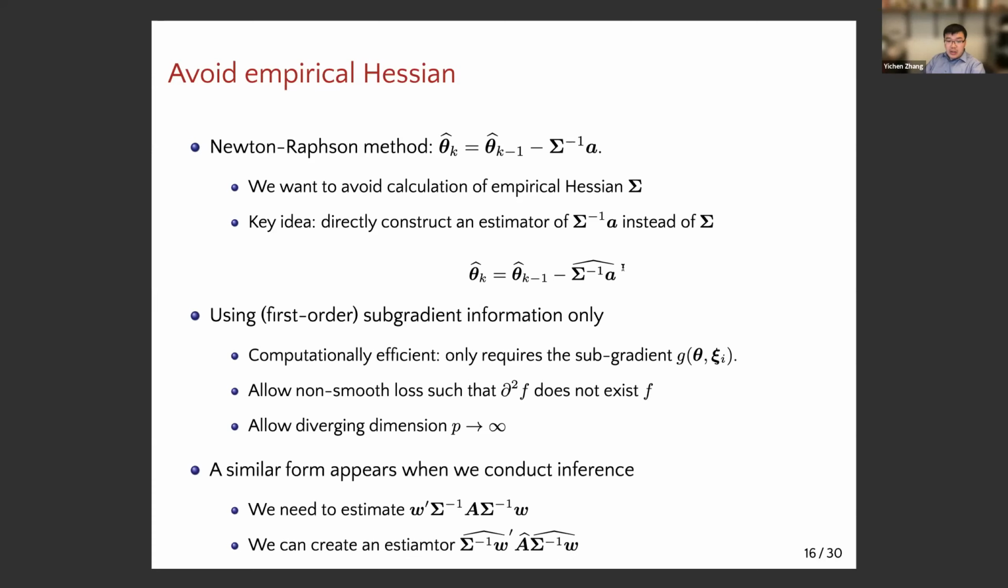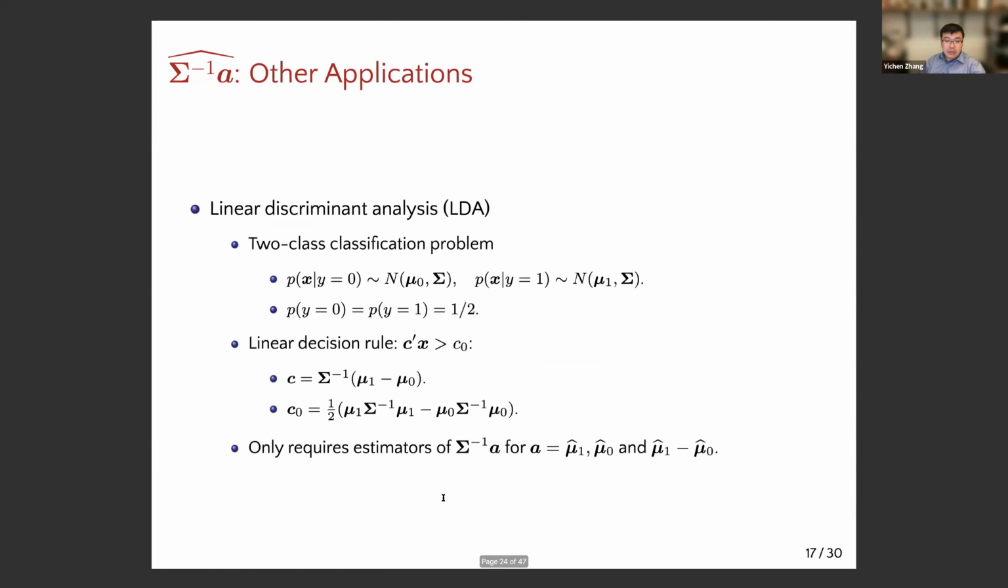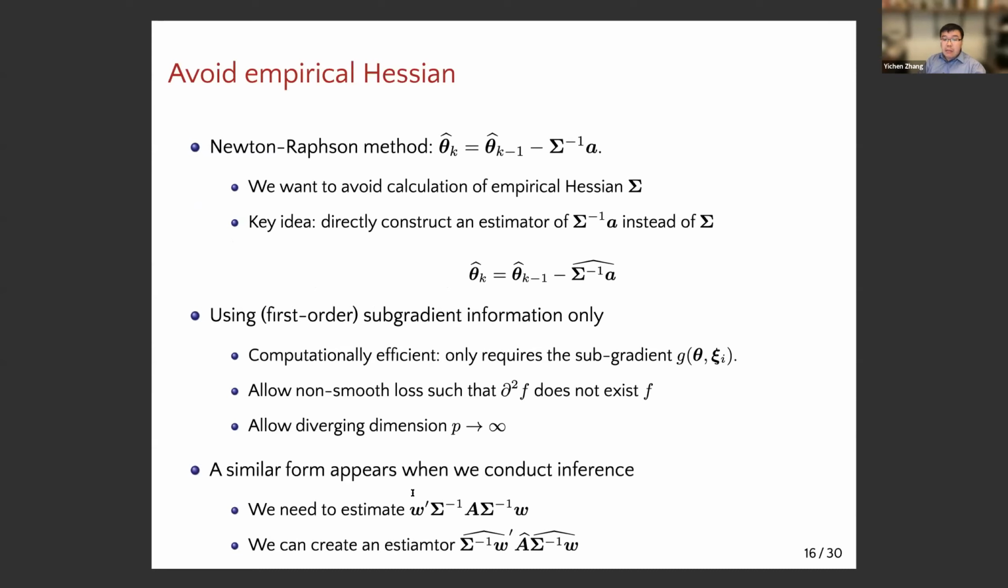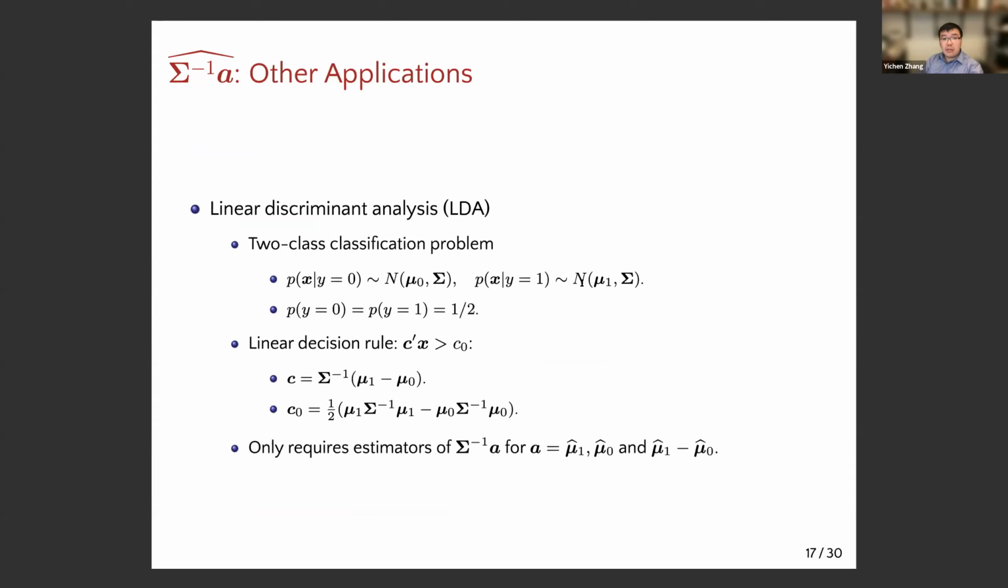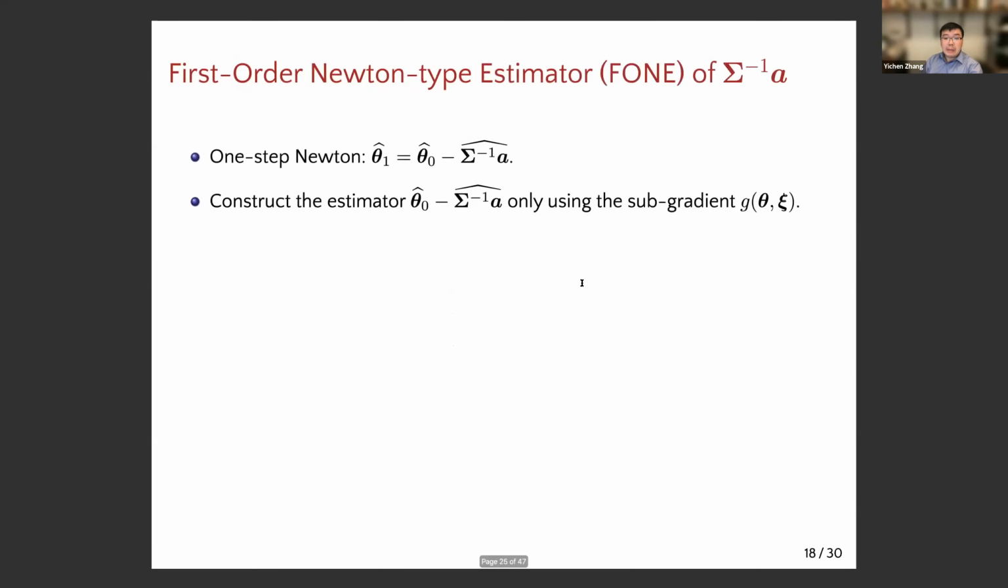A similar form appears when we conduct inference, as you could recall that when we are doing inference, we want to estimate this term, and this term can be done like this one, as the first part as a whole and the last part as a whole. Trying to do that would be very important not only for distributed estimation, but also for distributed inference. This technique is also used in some other applications like LDA, as we only need to create estimators for sigma inverse A, not actually sigma.